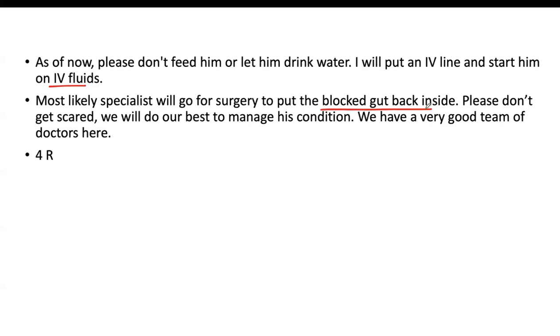Please do not get scared. We will do our best to manage his condition. We have a very good team of doctors here. Okay, so give some reassurance at the end. And then if you're in the hospital, you don't actually need to do follow-up. So you can just say that once his operation is done, we will write a letter to his GP who can review him further. Do you have any questions?